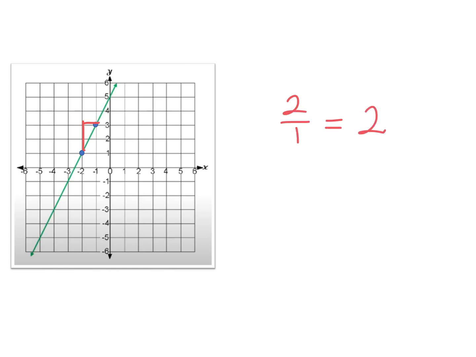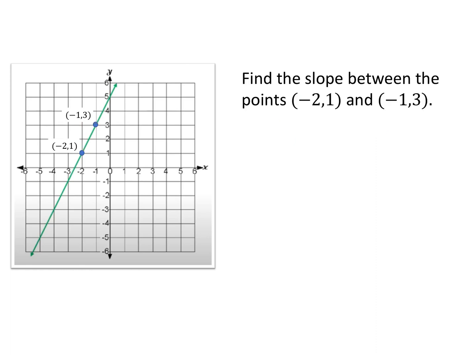And that's great if you like to count on a graph and if you're given a graph. But what if you don't like to count on a graph? Or what if you're just given 2 ordered pairs? Then how do you find the slope? Well, let's see. I can identify the points that are on the line, and here I've done that, -2, 1 and -1, 3. And I can use a special formula that will help me find the slope.